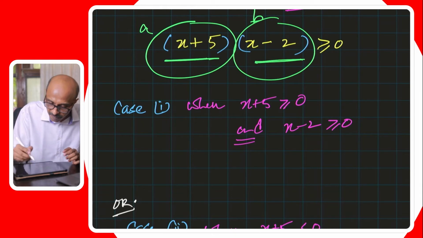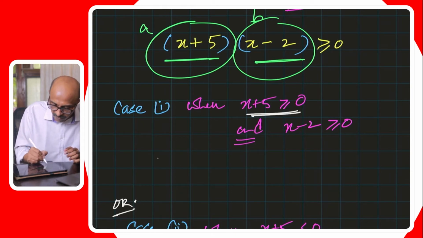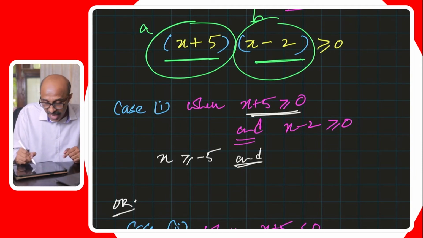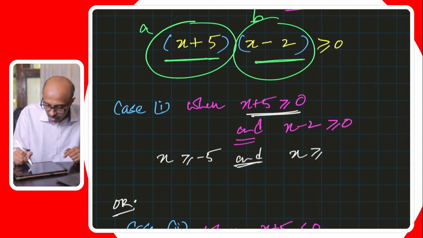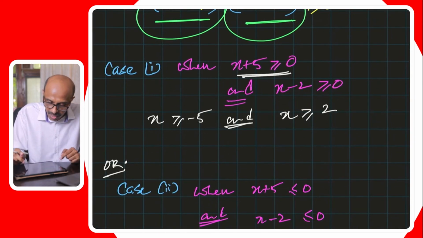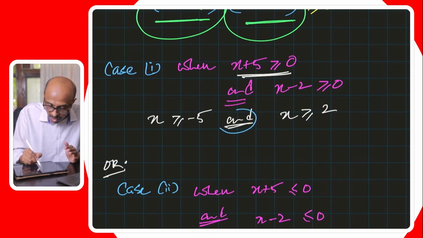So x plus 5 greater than or equal to 0 would give us x should be greater than or equal to negative 5. And that's a keyword. Keep writing that, okay? And x minus 2 greater than or equal to 0 would give us x is greater than or equal to 2. Now, this statement needs to be put on a number line, all right? And then you'll be able to understand how we are going to combine them using this word and, right?